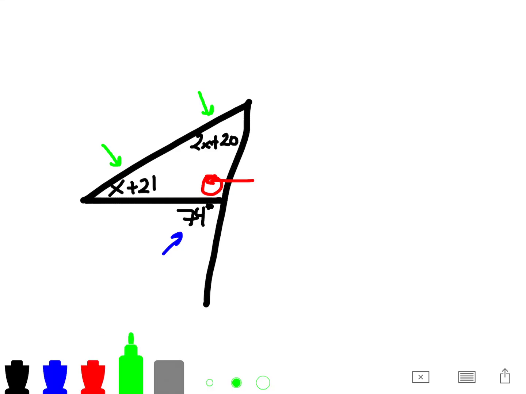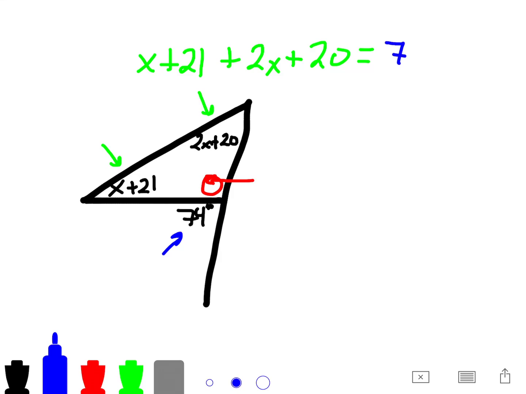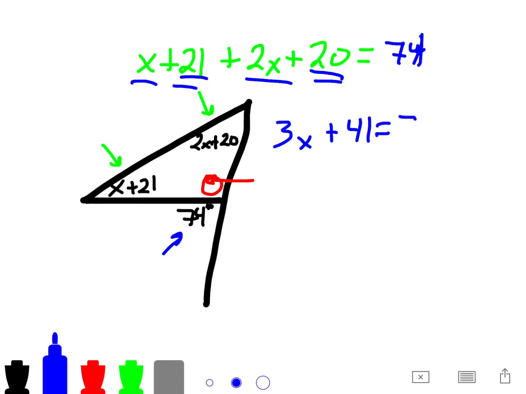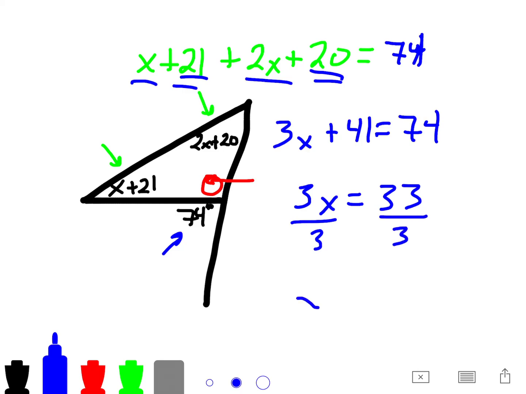Okay. We've got x plus 21 plus 2x plus 20. Feel free to pause and rewind if you need to, because I'm going pretty fast. So these are our two internal angles equals our external angle of 74. Okay, combining like terms, x and 2x and 21 and 20, we get 3x plus 41 equals 74. I'm going to minus 41 from both sides. That gives us 3x equals 33. So divide by 3 on both sides, and then we get x equals 11.